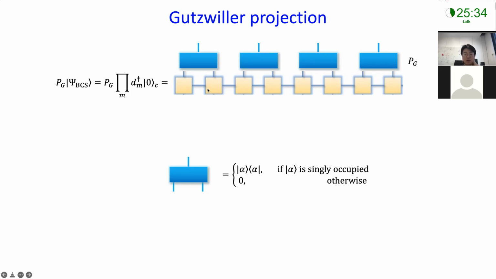If you want to impose the Gutzwiller projection, namely you only want to keep the singly occupied local state, you can contract those local two guys with a local Gutzwiller projection for each local site. It means the computation is local and it's very cheap. You can obtain a projected MPS in just 1 second.